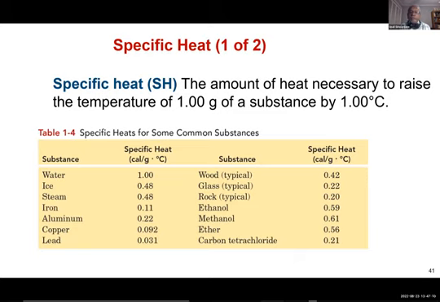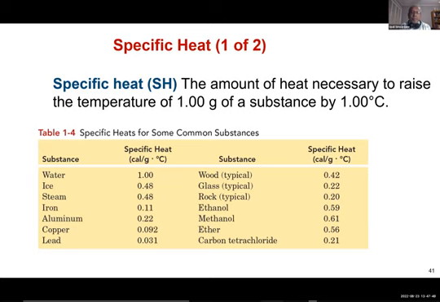If you look at the specific heat of various different substances, they are quite different. Water has the highest specific heat. You would imagine copper, lead, metals might have larger specific heat. They don't. Water is the one that absorbs most heat per gram to increase the temperature by 1 degree Celsius.